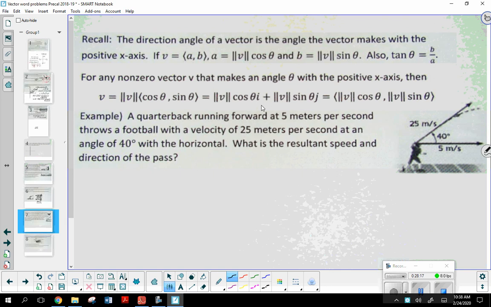What's happening in the problem? Can anybody tell me one of them? Okay, the 25 meters per second, what's that represent? Okay, the football. So that's got to be one of my vectors. So let's say that the football, I'll just call that vector F. Okay, so what's the other vector represented by here? What else is moving? The quarterback. Okay, so the quarterback represents the other vector. Let's call him vector Q.